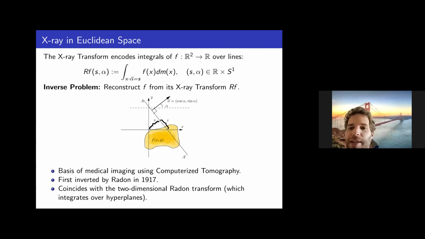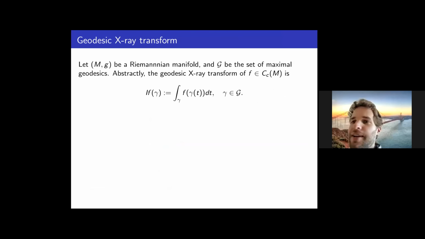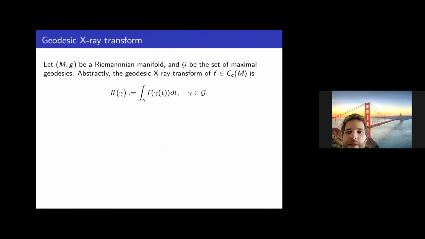So abstractly, this transform was first inverted in 1917, to my knowledge, and the Radon transform and X-ray transform both coincide in 2 dimensions, but of course the Radon transform takes on more of a group theoretic interpretation in higher dimensions. Now, moving away from the homogeneous setting, of great interest is the X-ray transform on Riemannian manifolds, where we integrate over geodesics.